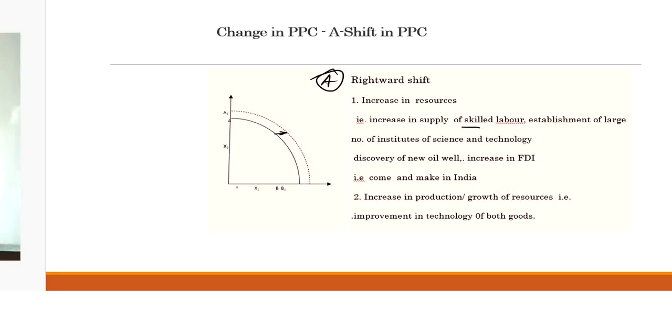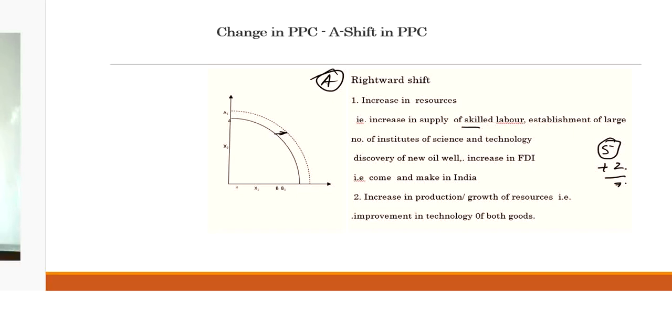Number of institutions of science and technology increased. So as a result, what will happen? The resource, that is, your skilled manpower will increase. Discovery of new oil wells. Suppose we have 5 oil wells. That is our existing resources, and we discovered 2 new. So our resources will increase from 5 to 7.